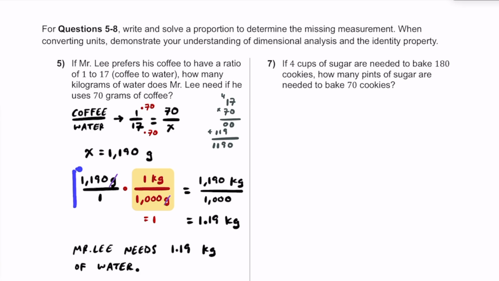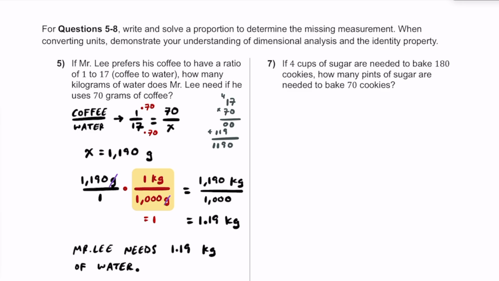So then we just went ahead and wrote that amount of water over 1 as a fraction. We multiplied it by essentially 1 using the identity property, but this is also using dimensional analysis because we're cross-canceling units here. And we're going to be left with kilograms. And you can just see here that we just have to do a quick little bit of division at the end here to get this 1.1900 kilograms.